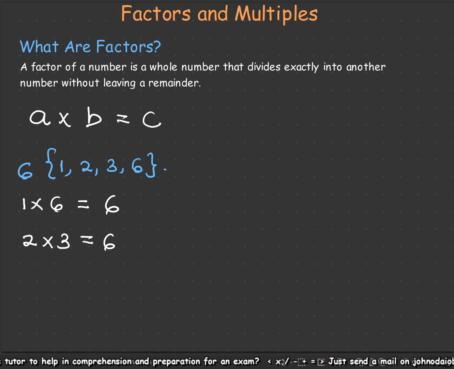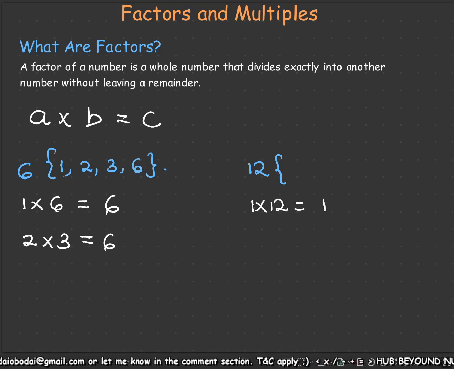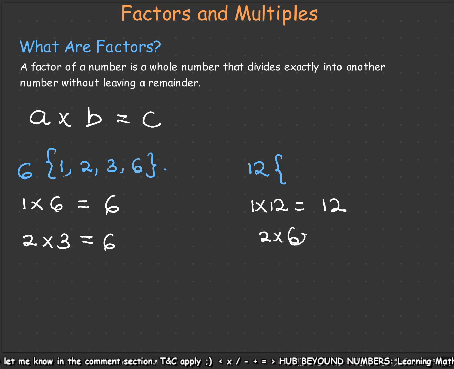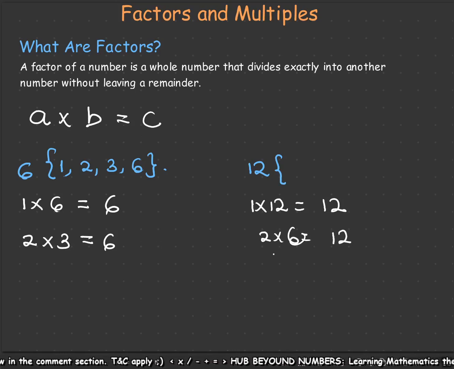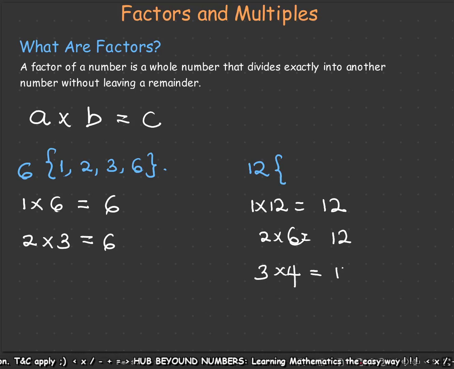Let's take one last example. We have 12, and we want the factors of 12. You can say all the numbers that when you multiply them give you 12. From my 1 times table, 1 times 12 gives me 12. I also know that 2 times 6 gives me 12. I also know that 3 times 4 gives me 12.